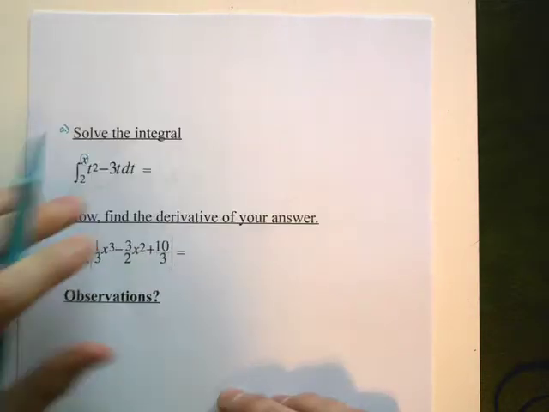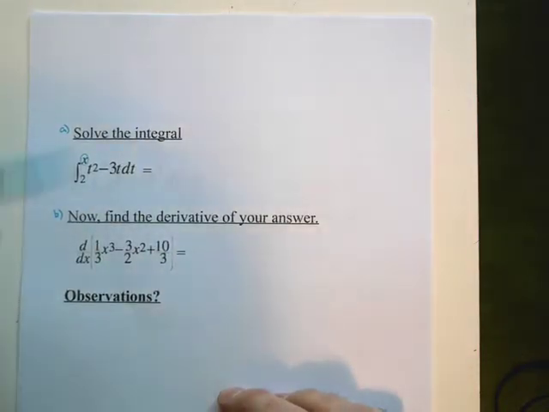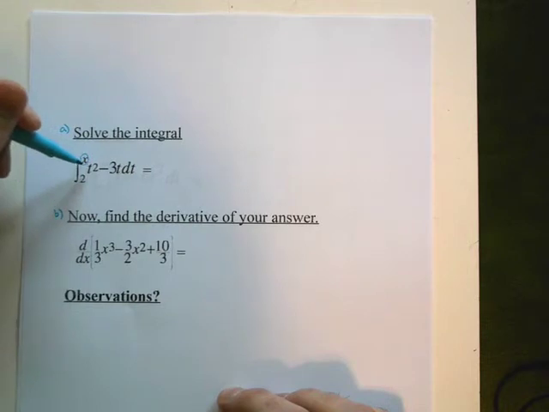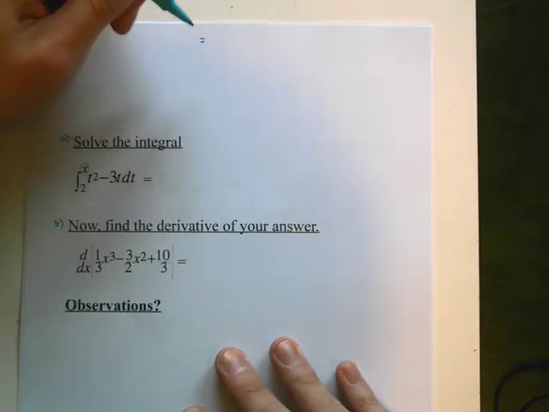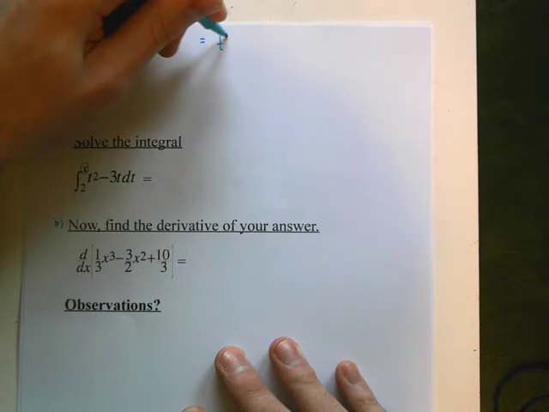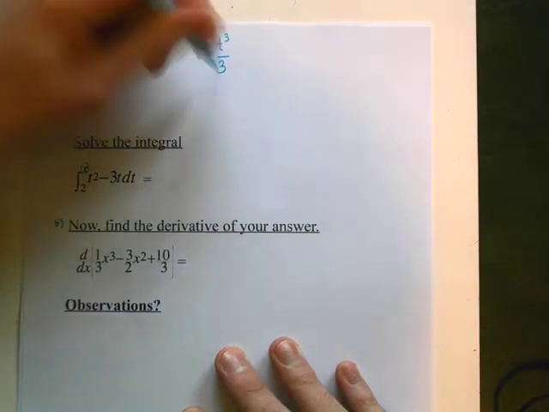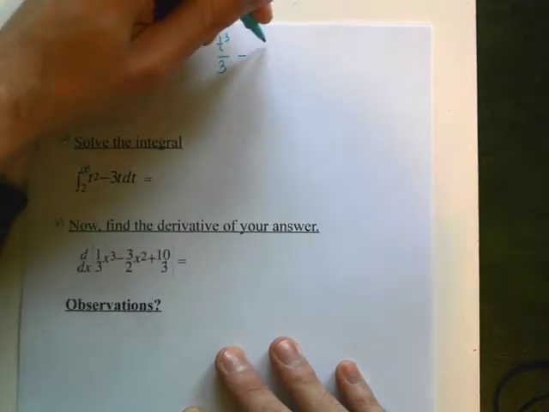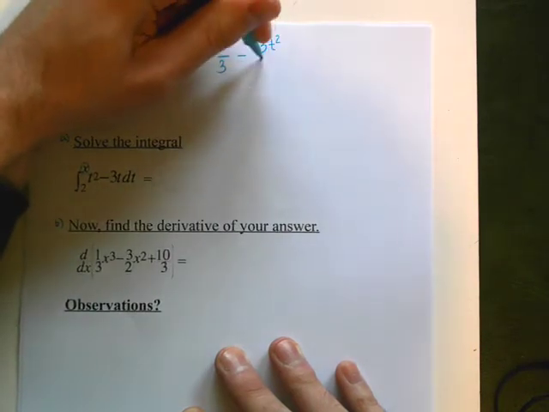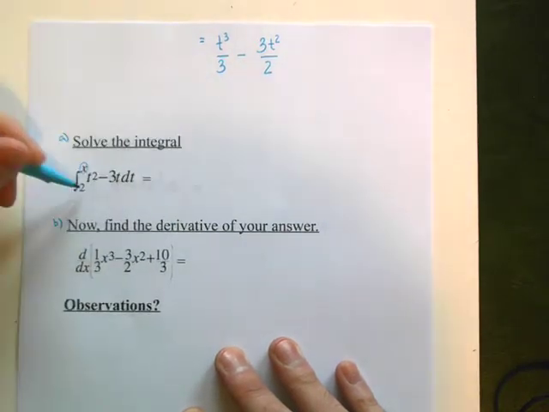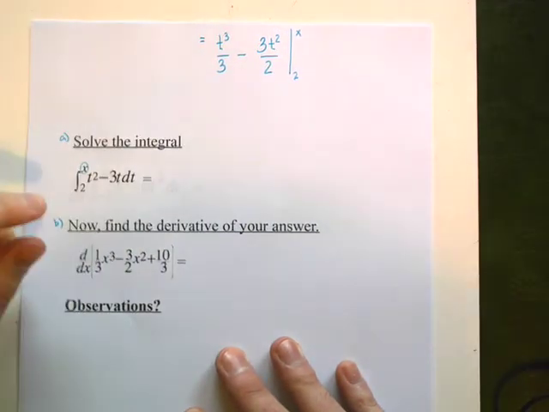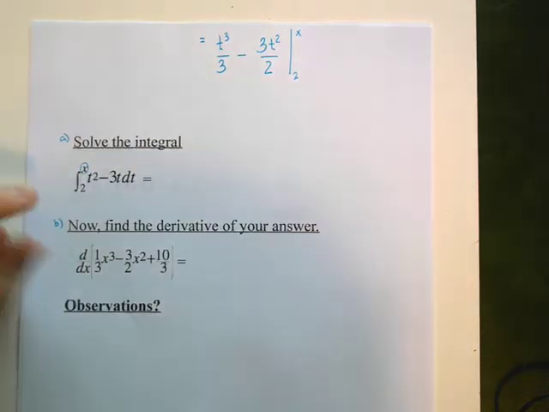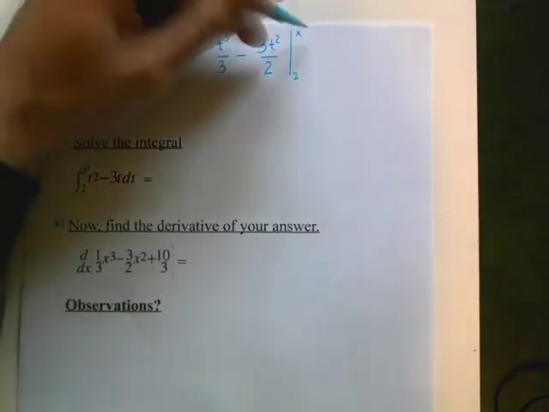Okay, so to address that, let's take the integral and let's just go like we normally would and see where it takes us. Okay, so I'm going to start up here so I have room. So the integral of t squared would be t to the third over 3 minus the integral of 3t, which would be 3t to the second over 2. And it looks like our boundaries are from 2 to x. Okay? So nothing any different. We're just going along like we normally would. We're just going to plug in x instead of a number.